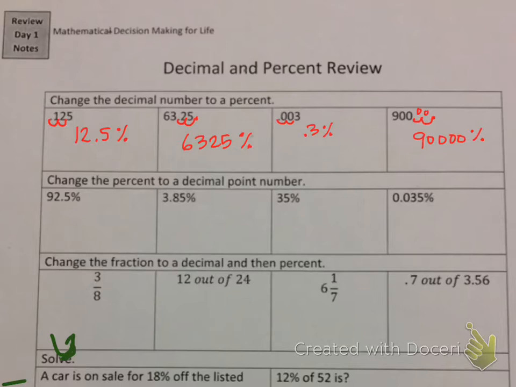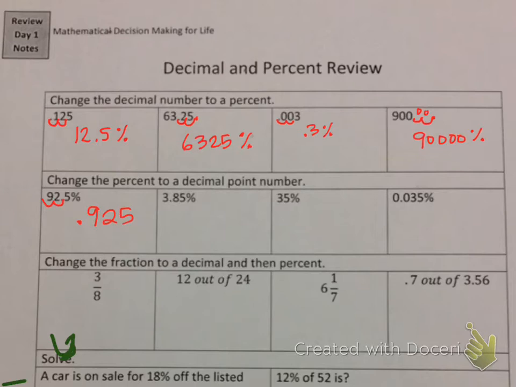Alright, this time we're going to go the opposite direction. We're going to change from a percent to a decimal, which means we're going to move that decimal the opposite direction. So instead of moving it to the right, we're going to move it to the left. So 1, 2 places to the left, so my answer is going to be 0.925.